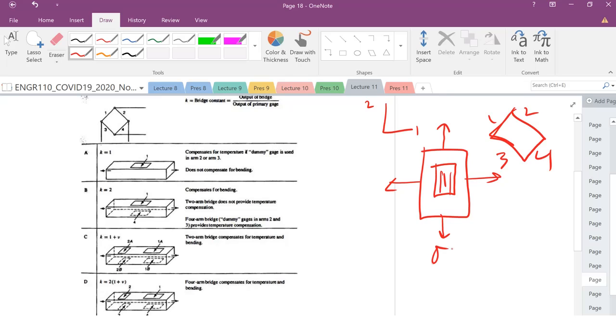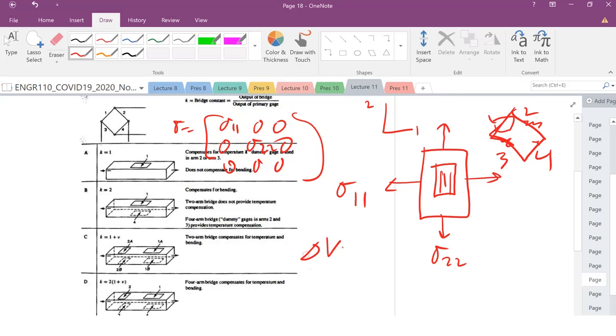There's some stress sigma 2, 2. There's some stress sigma 1, 1. But everything else is 0. So my stress tensor is just going to be this: sigma 1, 1, 0, 0, 0, sigma 2, 2, 0, 0, 0, 0. So what is the strain in my one strain gauge? There's a strain gauge here, and everything else is wires. So I know my change in voltage is just going to be V naught times F over 4. The only thing left is epsilon 1.